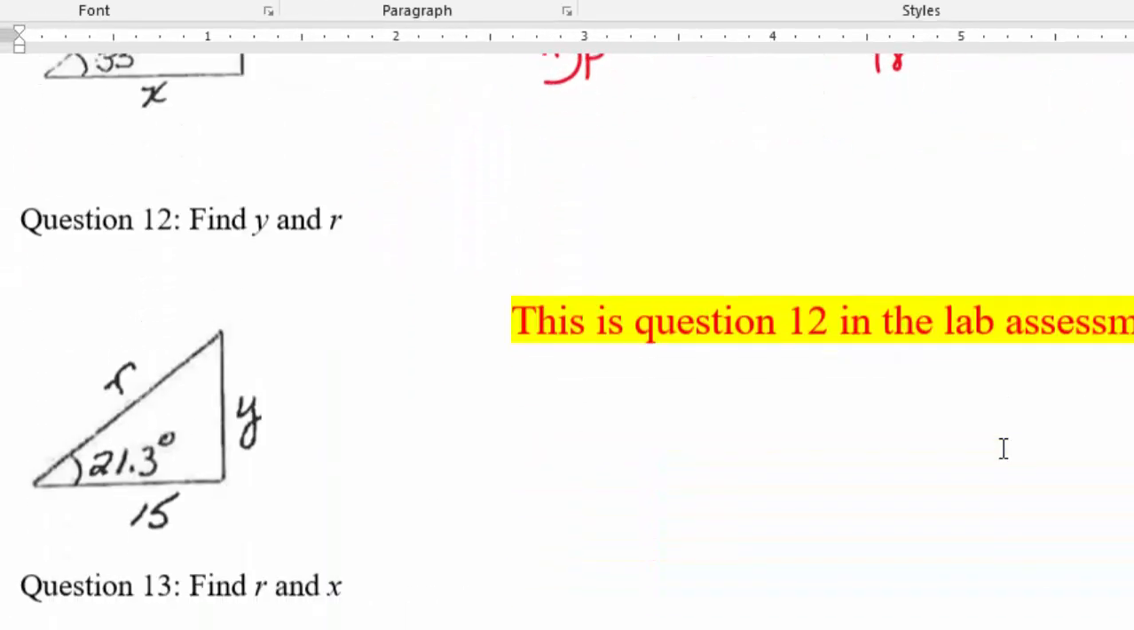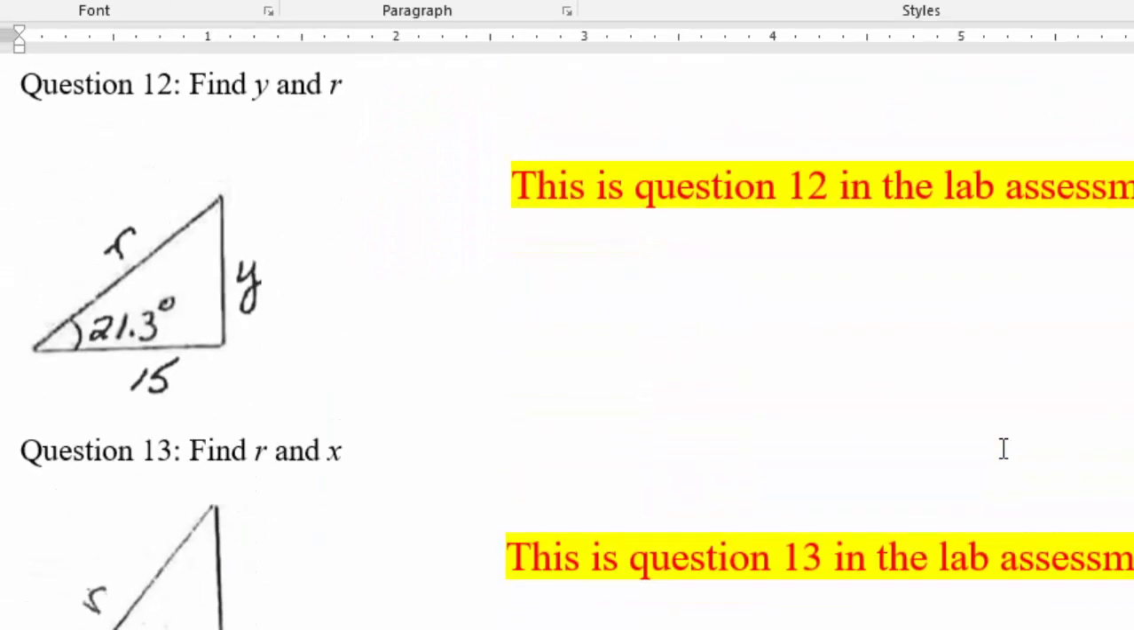The same thing applies on question 12, 13, and 14. You can see in number 12, we are given the angle and we are given the adjacent. So we can solve for the hypotenuse r using cosine the angle. This will enable us to solve for r. And then we can solve for y using tangent the angle, because tangent the angle is opposite over the adjacent, and we have the angle and we have the adjacent.